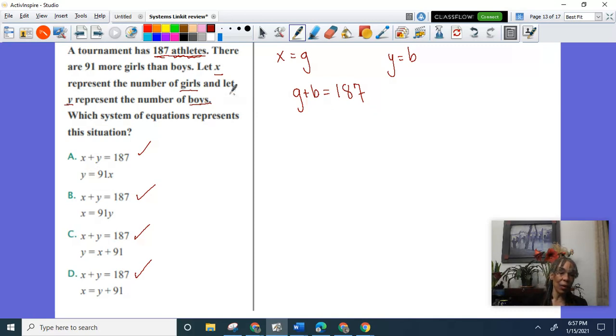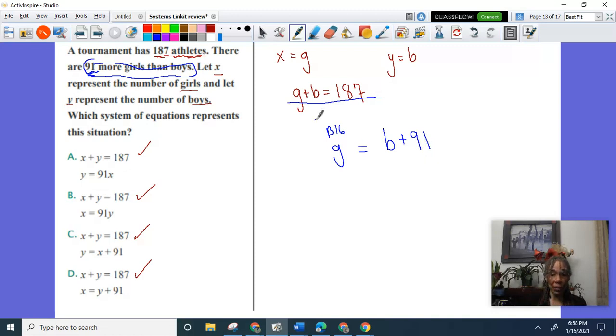So what's the second thing that's going on? They tell us that there are 91 more girls than boys. So there are a lot of girls and not so many boys. I'm going to write G is big and B is not. What I want is to make them equal so that I have 2 equations. But to make them equal, I have to add 91 to one of them. I want you to be really clear that you add the 91 to the small one, because the big one is already bigger. Now they're the same.